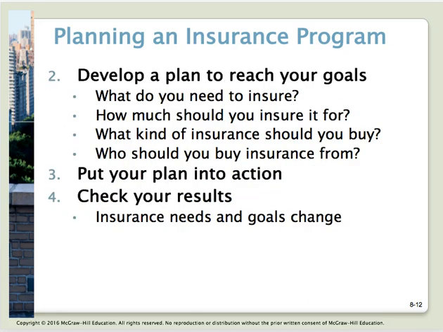Step number 2, develop a plan to reach your goal. Planning is a sign of maturity, a way of taking control of life instead of just letting life happen to you. So you need to think about what you need to insure and how much you need to insure it for. What kind of insurance should you buy and who should you buy it from?